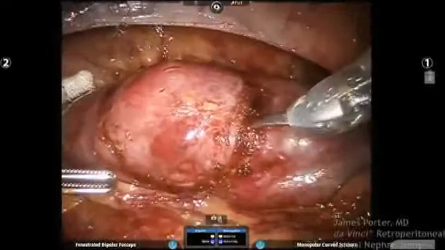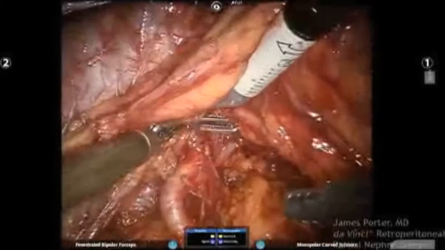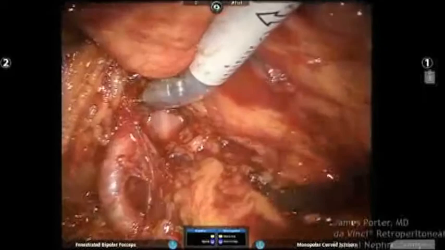Jim, a request from the audience. Would you mind just quickly doing a picture-in-picture to show where your ports are placed? I don't know if you still have a camera over that. Can I get the external camera showing the ports, please? Just for a few moments.